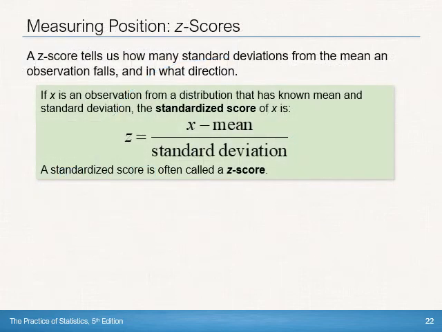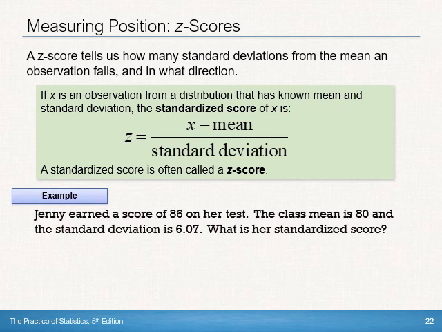All right. One other way to talk about your position, or a data value's position, in a distribution is to look at the z-score. The z-score is simply the data value minus the mean of the whole distribution, divided by the standard deviation of the distribution. So that z tells us how many standard deviations above the mean you are. So let's look at an example. Let's go back to Jenny's example.